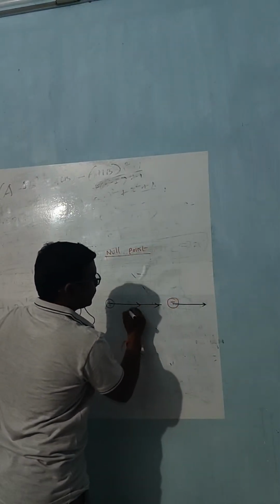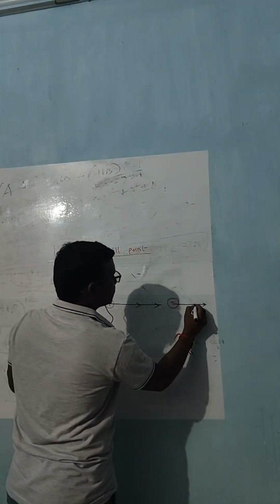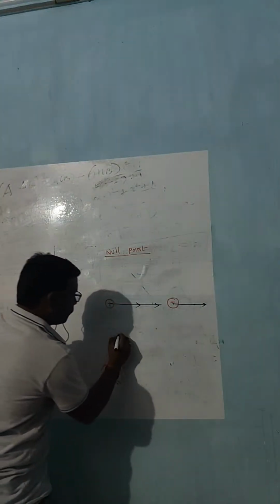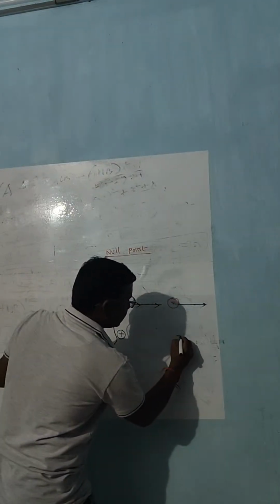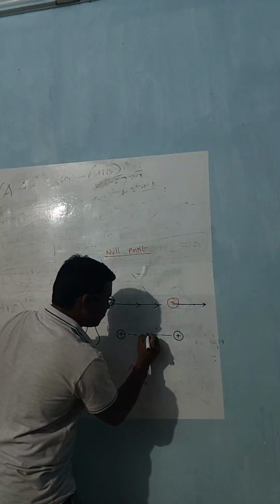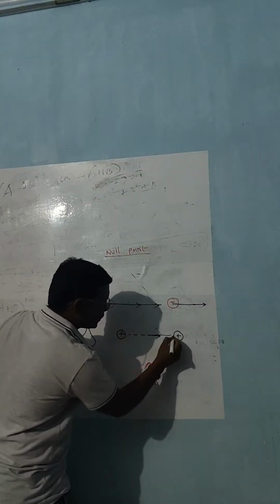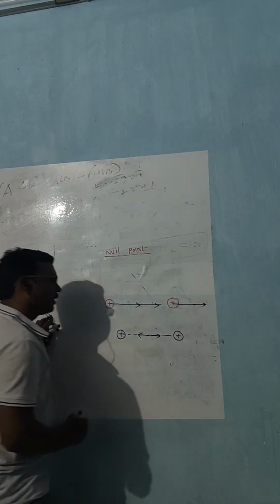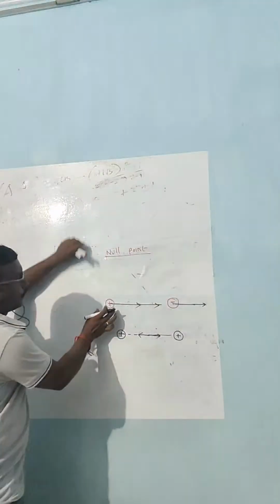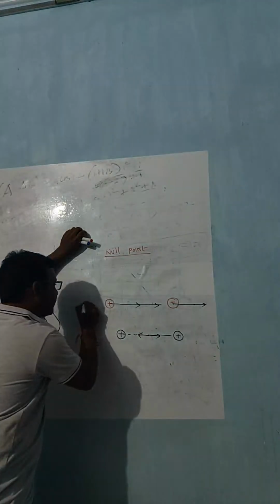So let us see it. In this case, the null point will exist outside of the charges because of the electric field. And now if this is a positive charge and this is a positive charge, in between, the null point is here only, because the electric field due to one positive charge has this direction and the electric field due to the other positive charge has this direction. So the null point is definitely here only. If opposite charges, the null point is outside, either here or here.